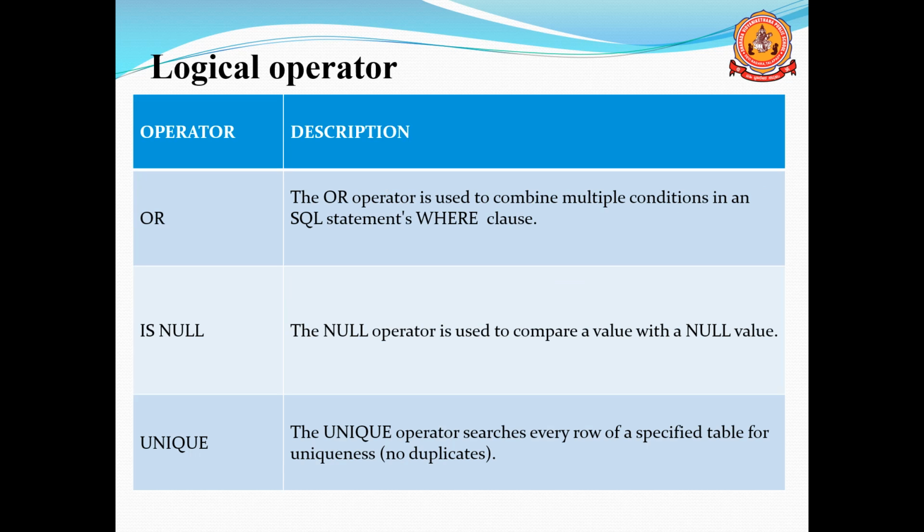Next one is null. The IS NULL operator is used to check whether the value is a null value or not. Checking whether the particular value is null or not, in case of logical operator, that is null. Next one is unique. The unique operator searches every row of a specified table for uniqueness, meaning there should be no duplicates. It checks whether a duplicate value is there or not in the table. These are the different types of logical operators.